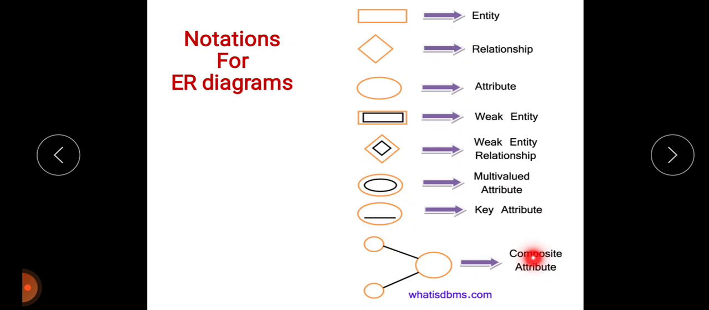Composite attribute. A composite attribute is an attribute that is again subdivided. That is called a composite attribute. As we previously discussed, a name can be divided into first name, middle name, last name.